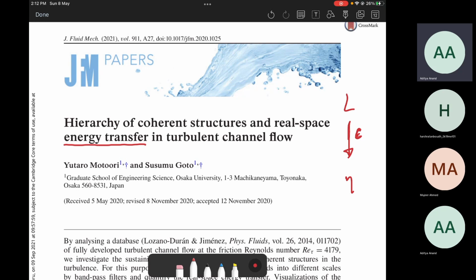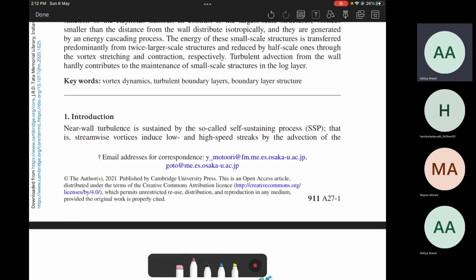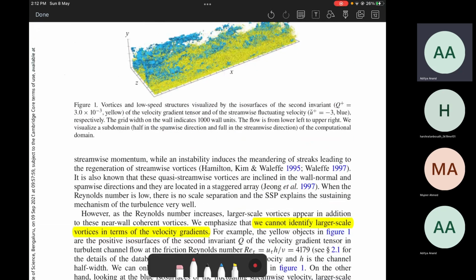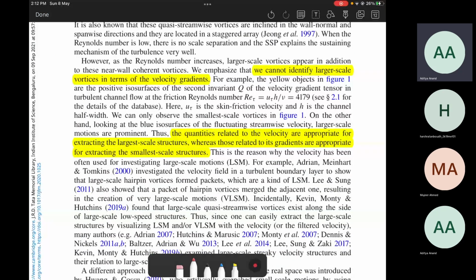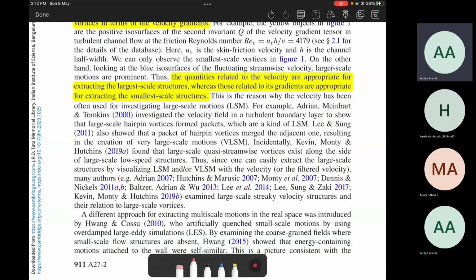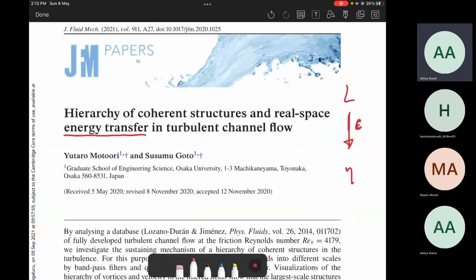This research area is not something new. It has been done, it is being done for a long time. So this all started with Kolmogorov's or even Richardson's work, which is even older than Kolmogorov's. But here the focus is studying the energy transfer in real space. What I mean by real space is that the energy transfer from large to small scales was earlier done in spectral space.